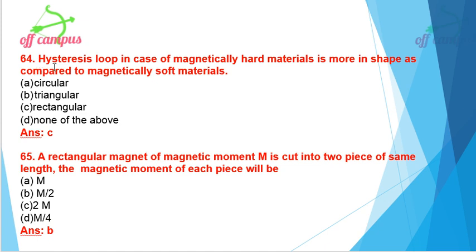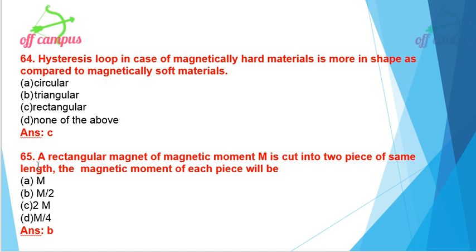Okay. 64. Hysteresis loop in case of magnetically hard materials is more in shape as compared to magnetically soft materials. Which shape? Circular, triangular, rectangular, or none of the above. Hysteresis loop in case of magnetically hard materials is more rectangular in shape as compared to magnetically soft materials. Hard materials are more rectangular than soft. Okay, option C, rectangular, is the right option.